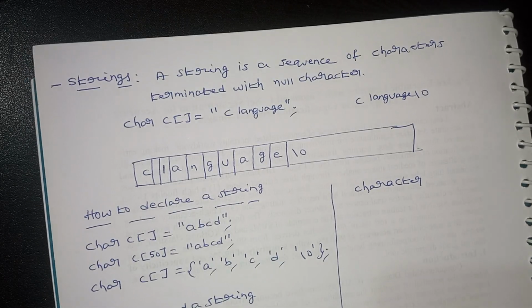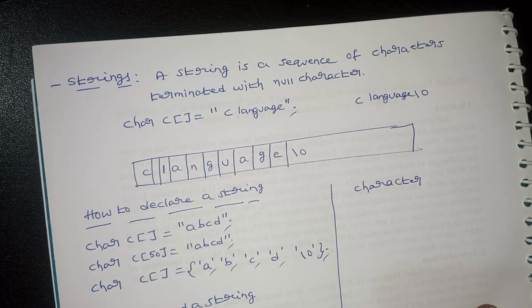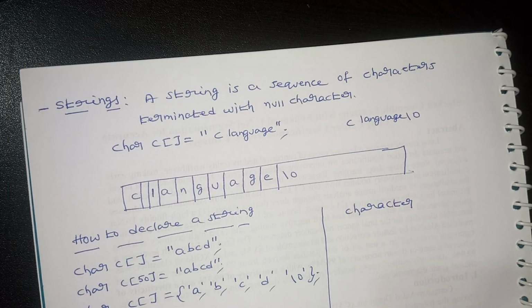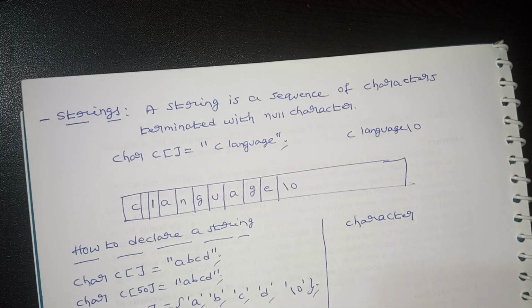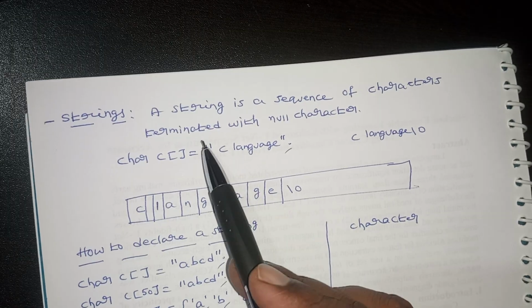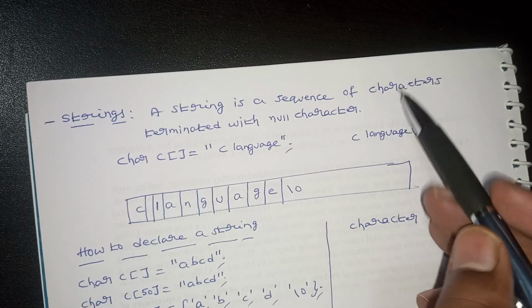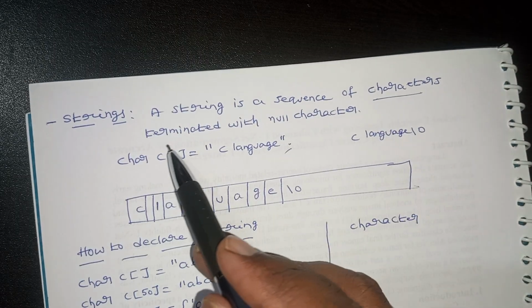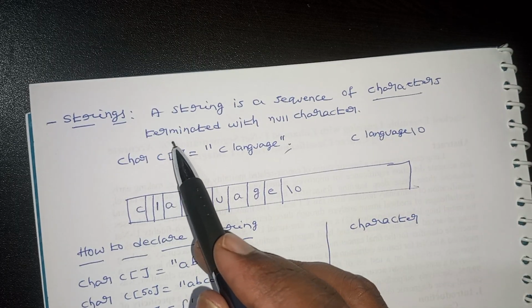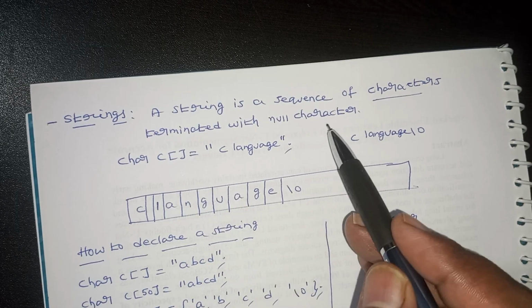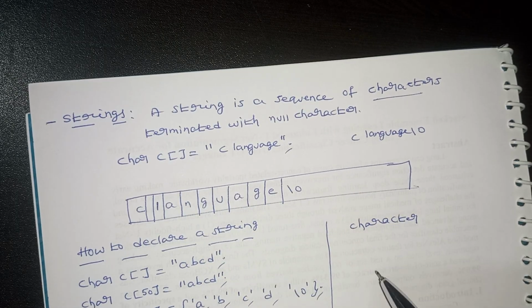Okay, now coming to the next topic in the C programming language, that is about the string. First, see the definition. What is a string? A string is a sequence of characters. It is going to end, or be terminated, with a null character. That is called a string.